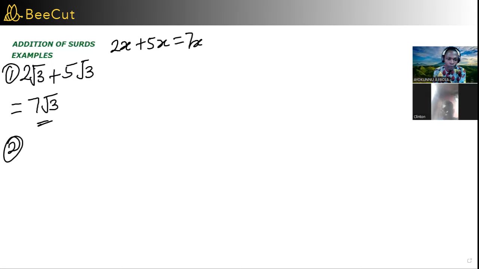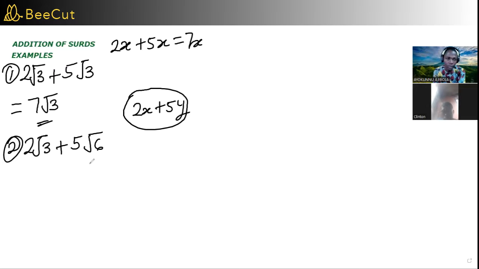Then number 2. 2 root 3 plus 5 root 6. Now this time around, this is root 3 and this is root 6. Okay? Yes, sir. This is more like saying 2x plus 5y. Can we add them together? No. They are not the same.